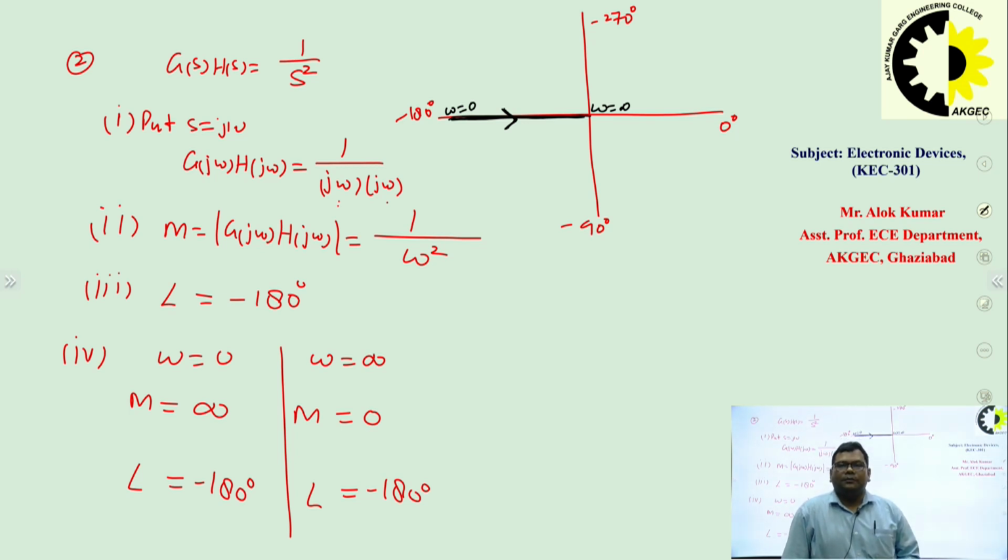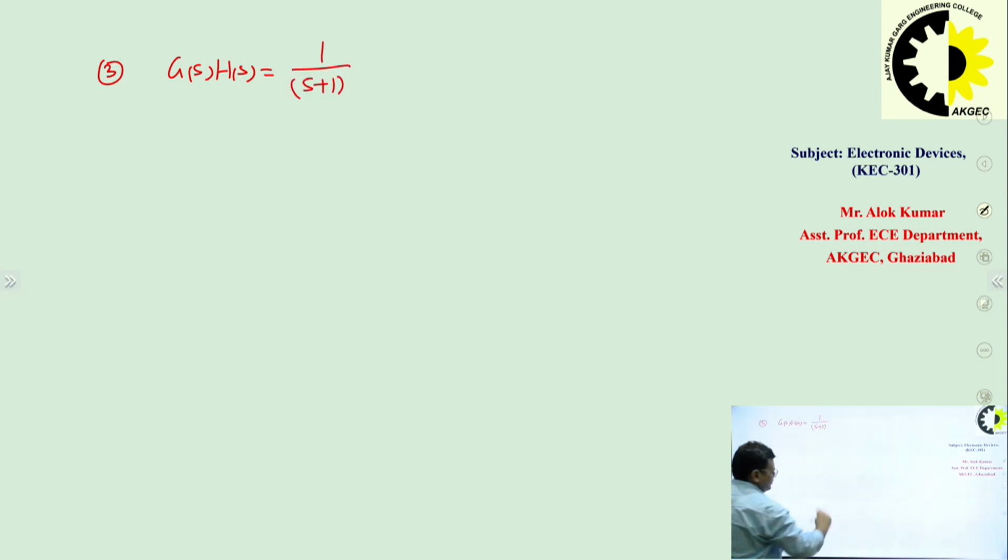What if we take a non-origin pole? Okay, so the third example we will see if we have a non-origin pole. So if G(s)H(s) is 1 upon s plus 1. Suppose this is the given case, and you can see this is the non-origin pole.